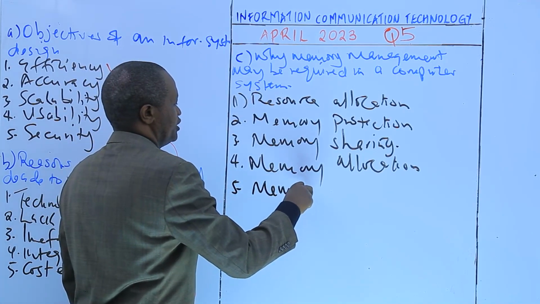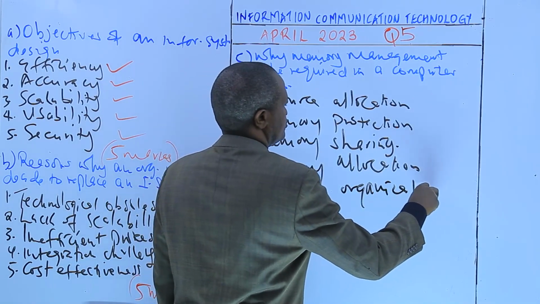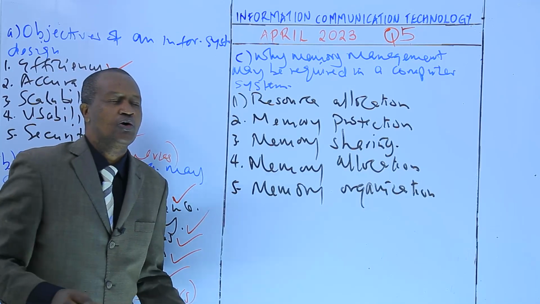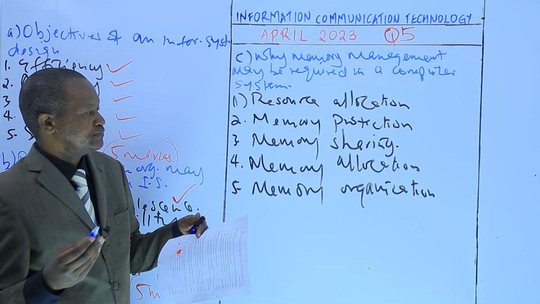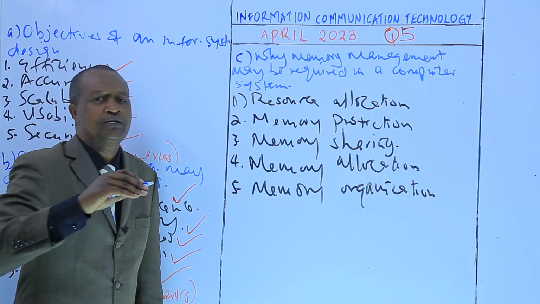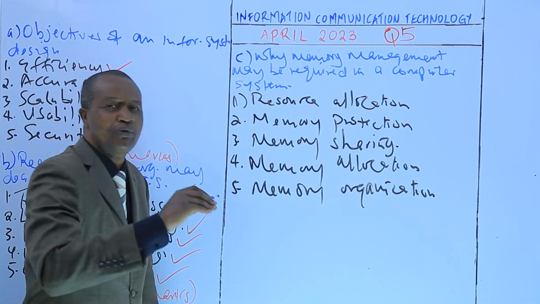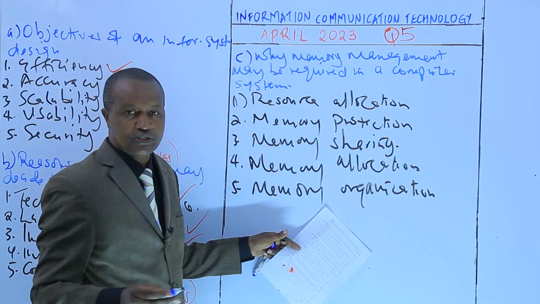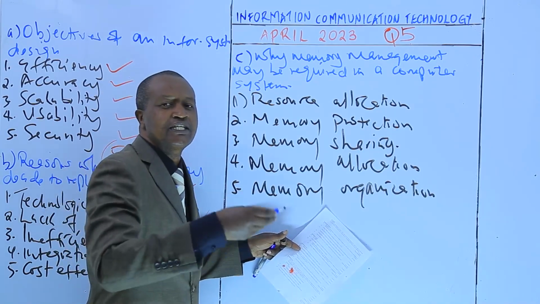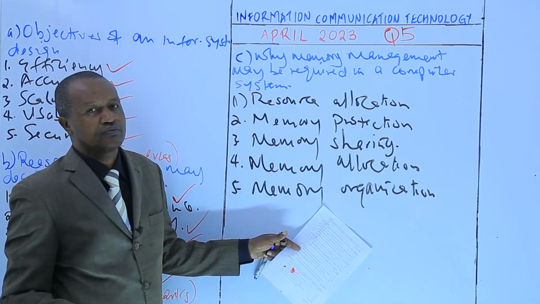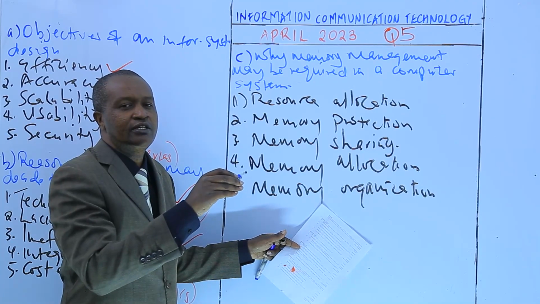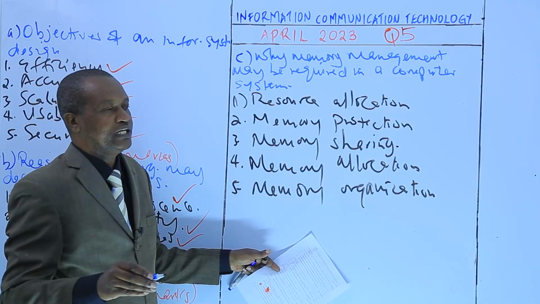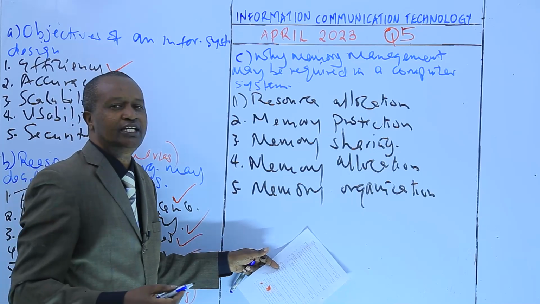Number 5, memory organization. Memory management organizes the memory into logical units, such as pages or even blocks, and it does that for efficient data storage and efficient data retrieval. So memory management manages memory fragmentation, compaction, and swapping techniques in order to optimize memory usage and minimize performance degradation.